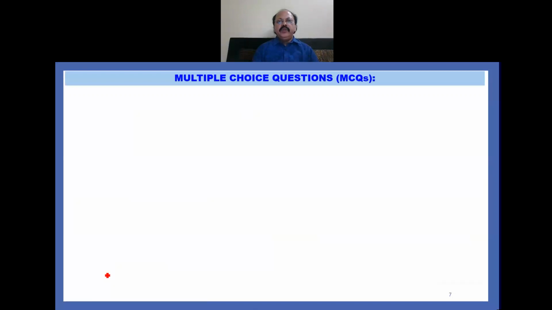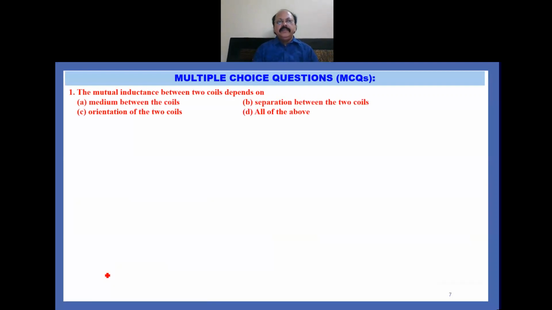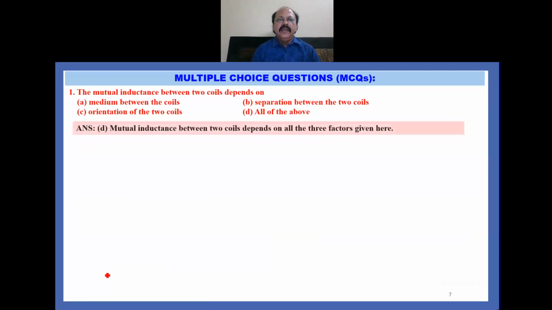Now, there's some recapitulations in the form of the multiple choice questions. The first one is the mutual inductance between two coils depends on: the first option, that is A, medium between the coils; separation between the two coils; orientation of the two coils; all of the above. So you apply your concept what you have learned, and then find the answer. Answer is here, that is answer D. Mutual inductance between two coils depends on all the three factors given here.